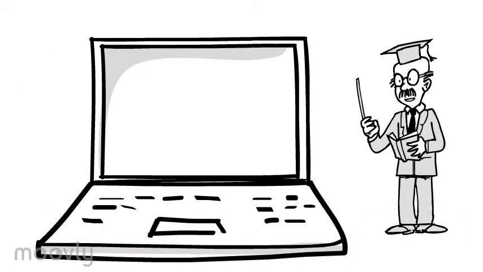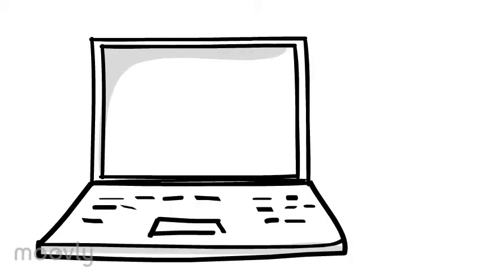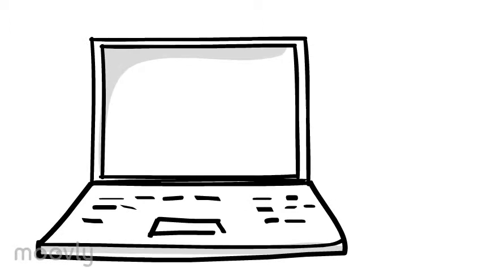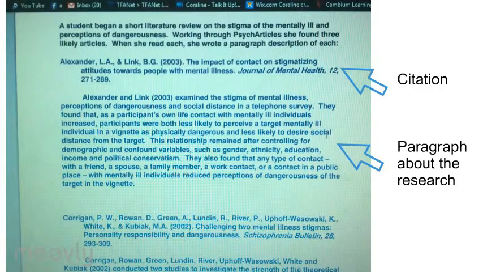In the sample paper by Ashton, the student is studying mental illness and the perception of danger and violence coming from people who have mental illness. This person again started with the literature by going online, finding 3 articles listed in his example.